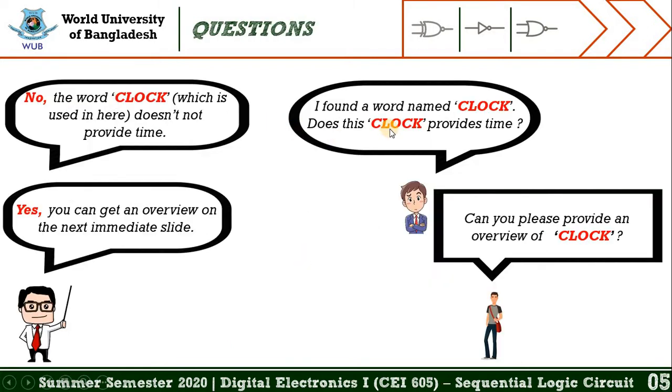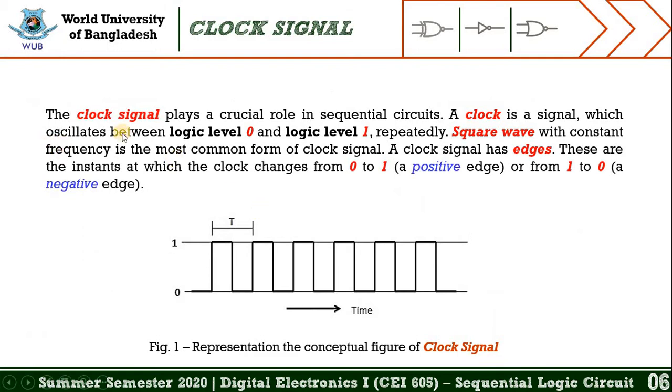Now, a question may arise in your mind from the previous slide, which is: what is a clock? So let's start with the clock signals from the next slide. This slide represents a general overview of clock signals in sequential circuits. So let's start. The clock signal plays a crucial role in sequential circuits. A clock is a signal which oscillates between logic level 0 and logic level 1 repeatedly. A square wave with constant frequency is the most common form of clock signal.